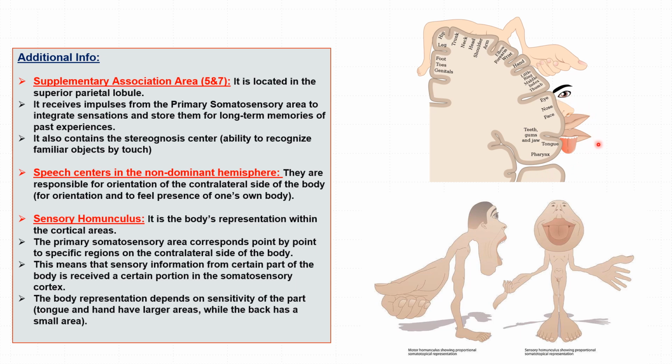The body's representation would depend on the sensitivity of the part. So areas such as the tongue and the hand, which have more receptors, would have a larger representation and a larger area in comparison to an area such as the back.